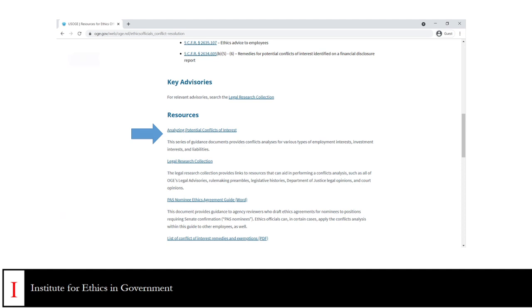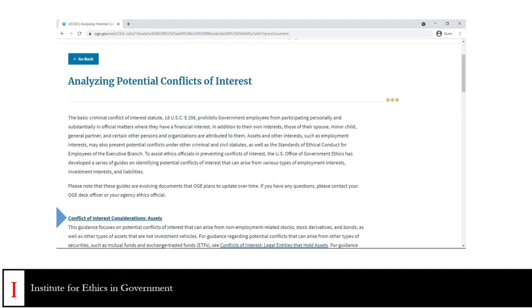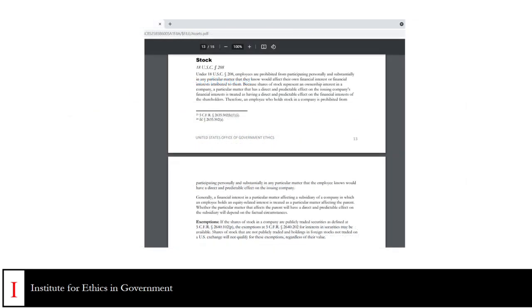When we click on that, we get a number of documents that deal with categories of reported holdings. And for this entry, we want to look at conflicts of interest considerations for assets. And once we do that, we get a large PDF, and on page 13, we cover stocks. And you can use this for all sorts of different kinds of assets. I'd encourage you to look at the table of contents.